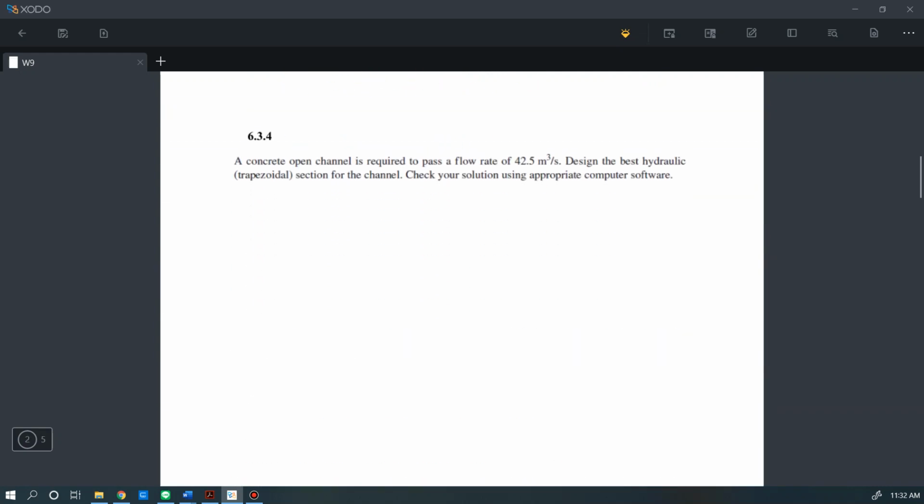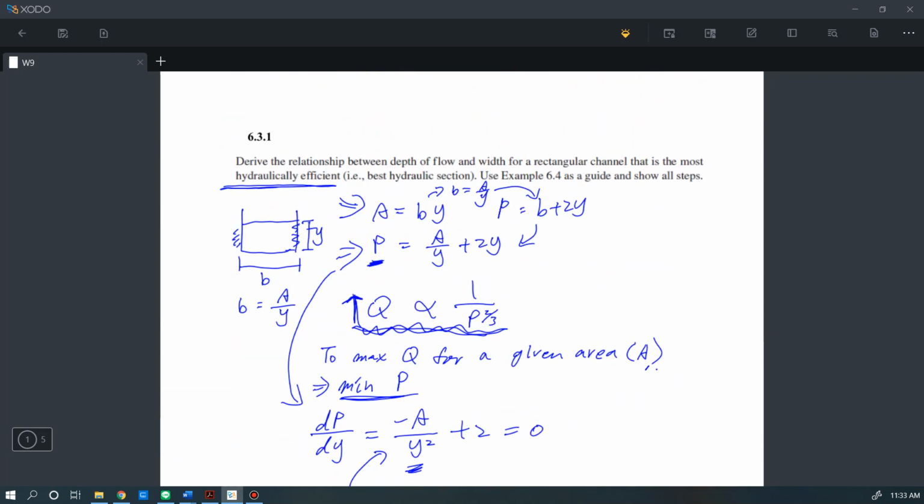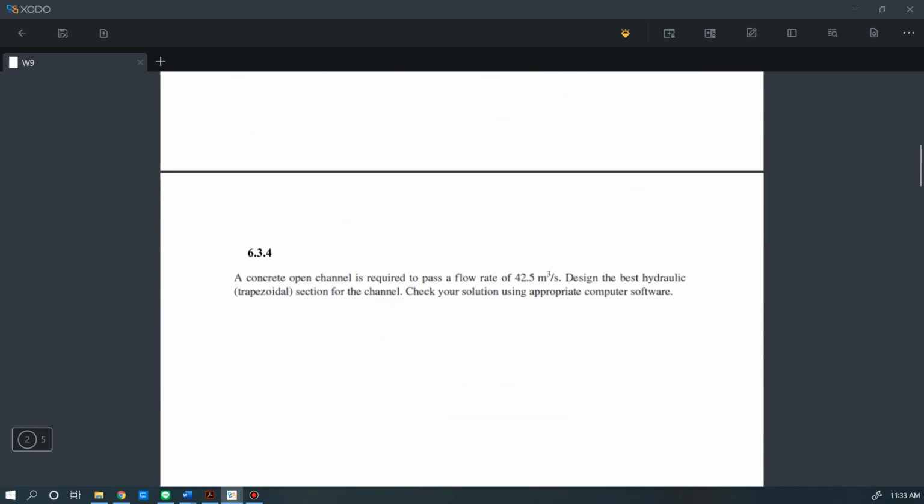Okay, now let's move on to the next one, problem 6.3.4. In this problem, it asks us that if we have a concrete open channel, required to pass a flow rate of 42.5, design the best hydraulic section for the channel. So it's a similar idea to the previous question. However, here we have the trapezoidal section.